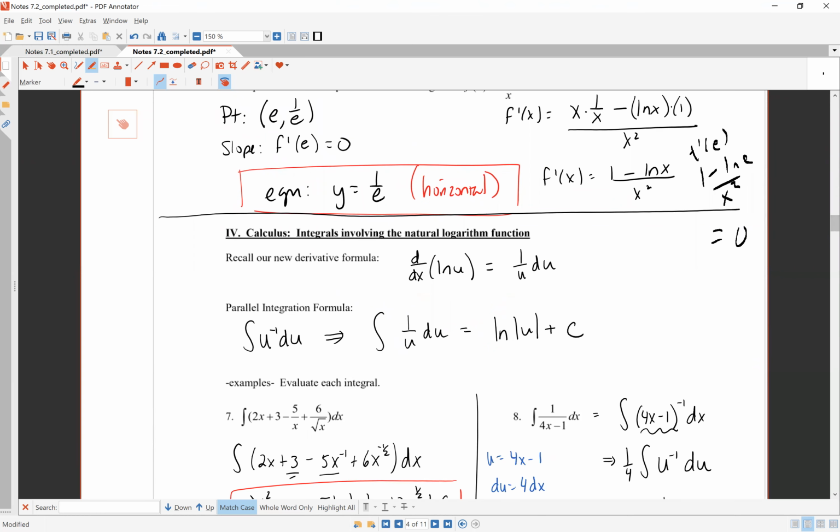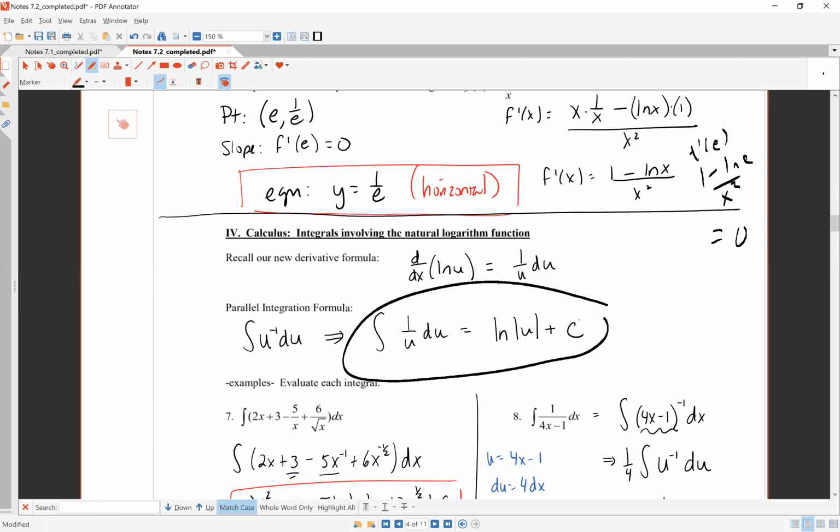Now we know that the derivative of the natural log is 1 over x. So the integral of 1 over u. This is a really big thing. This is something you really need to know for your next course. The integral of 1 over u du is the natural log of the absolute value of u plus c. And we're putting the absolute value there in case u is a negative number.